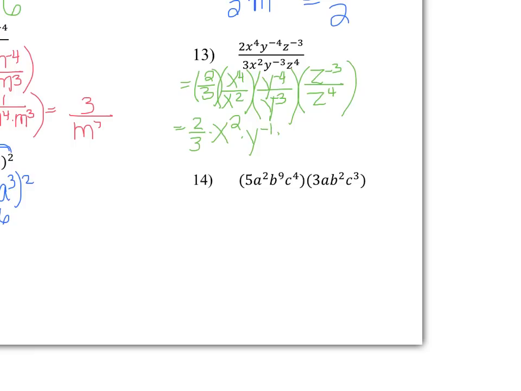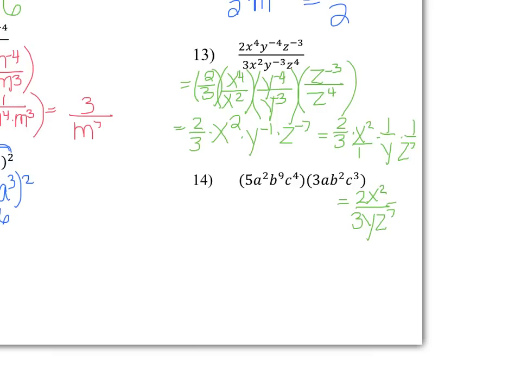And then finally, z to the negative 3rd divided by z to the 4th. I'm going to keep the bases the same, and negative 3 minus 4 is negative 7. So this is going to simplify into 2 over 3 times x squared over 1 times 1 over y times 1 over z to the 7th, which simplifies to 2x squared over 3yz to the 7th.